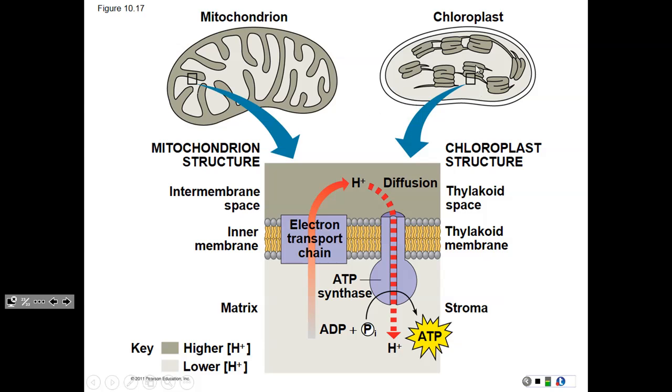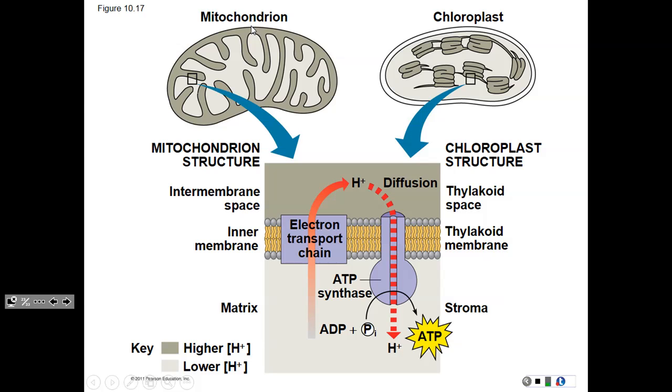Okay? Compare that to what's been going on in the mitochondria. A lot of the players are the same. Remember, electron transport chain, a lot of the same proteins and complexes are involved in the mitochondria as what we see in the chloroplast.